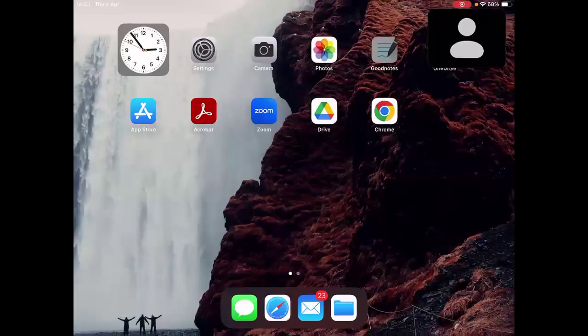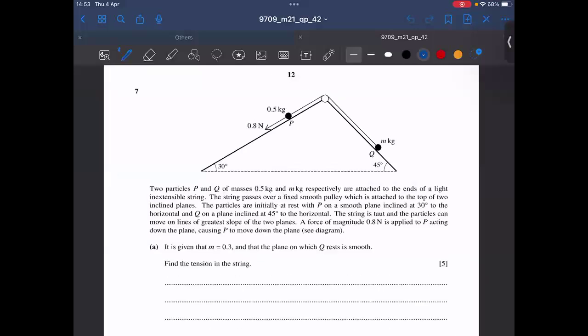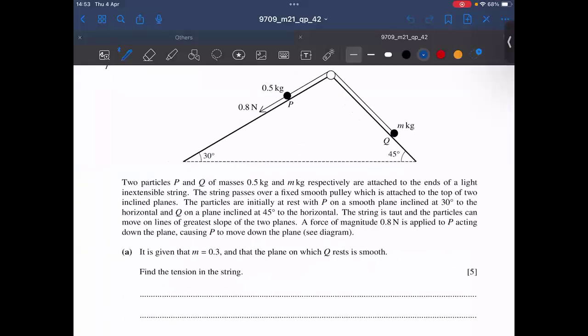All right. The next question is question 7. Two particles P and Q of masses 0.5 kilograms and m kilograms respectively are attached to the ends of a light inextensible string. So this is just one string. With respect to this particle, the tension is going to be away from it. With respect to this particle, the tension is going to be away from it. And because this is just one string, the tension is going to be the same.